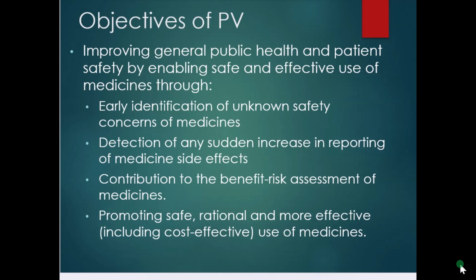The main objective of PV is to enable patients for safe and effective use of medicinal products. This can be achieved by early identification of unknown safety concerns of medicines, detection of any sudden increase in reporting of medicine side effects, and consistent evaluation of benefit-risk ratios for medicines in the market. It can happen by bringing more awareness in safe, rational and more effective use of medicines. A robust PV system is of paramount importance for meeting these objectives for better patient safety and public health.